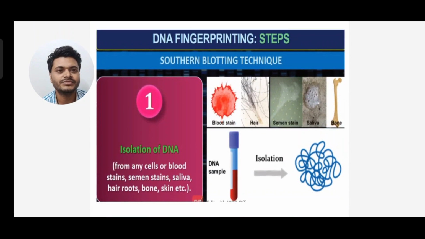These are the steps of DNA fingerprinting. First, we'll see the steps of the Southern blotting technique. First is the isolation of DNA. That means we first isolate the DNA from cells, blood, stains such as semen stain or saliva, hair roots, bone, or skin. These are the different samples from which we can isolate the DNA.